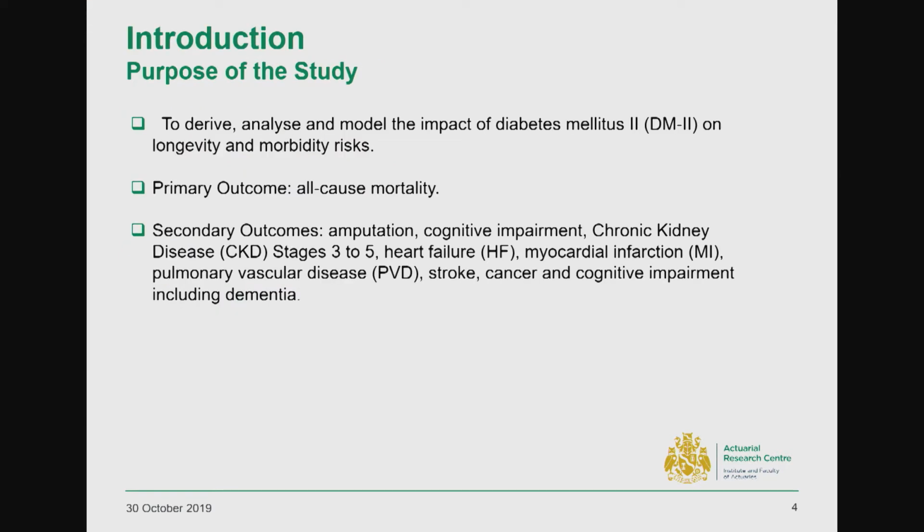The purpose of our study is to derive, analyze, and model the impact of diabetes mellitus 2 on longevity and morbidity risk, and the primary outcome of this research is all-cause mortality. Also, if time permits, we are going to look at secondary outcomes, which are mainly complications of diabetes 2, to look at the morbidity risk within the different groups, those who have diabetes 2 and those who don't.